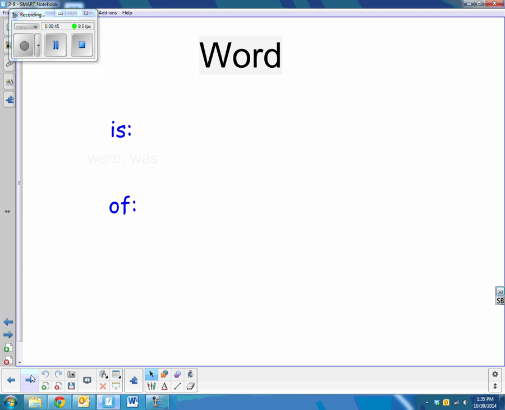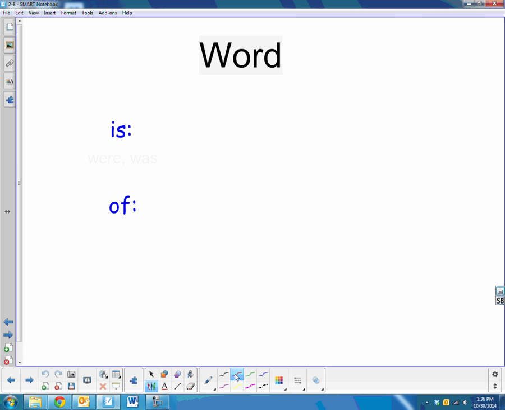But first it's important to talk about the language that we're going to be using in these problems. So we're going to be looking at word problems. In math problems that you see in word problems, the word is typically means equals. When we see the word is, it means equals.